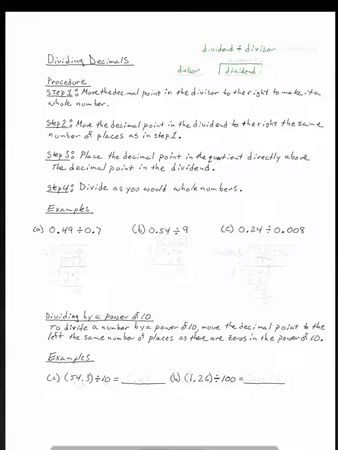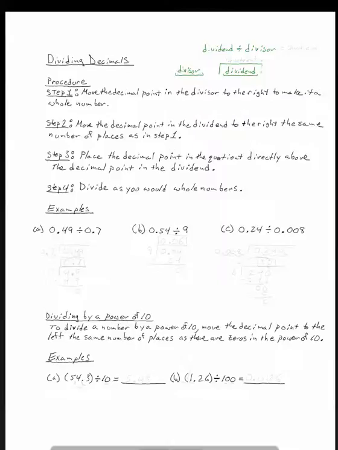So in step 1, when it says to move the decimal point in the divisor to the right to make it a whole number, it's talking about the number on the outside of the box. In step 2, move the decimal point in the dividend to the right the same number of places as in step 1. That means that we have to move the decimal point of the number inside the box the same number of places that we moved it in the divisor outside of the box.